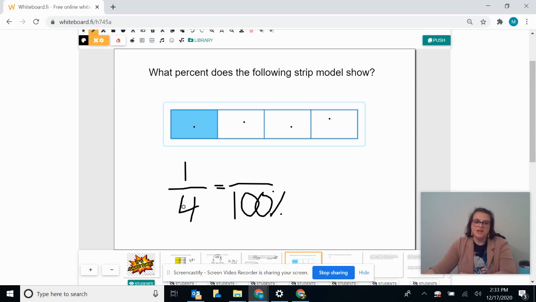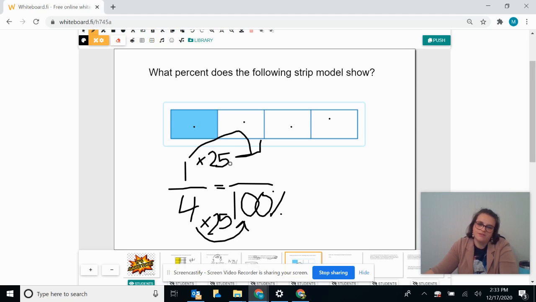I hope so. So 4 to 100, that is times, do you know it? 5. Nope, sorry, 4 times 25. All right, and then 1 to 100 is going to be 1 times 25, which is 25. So our answer for what percent does the following strip model show? Our answer is 25%.